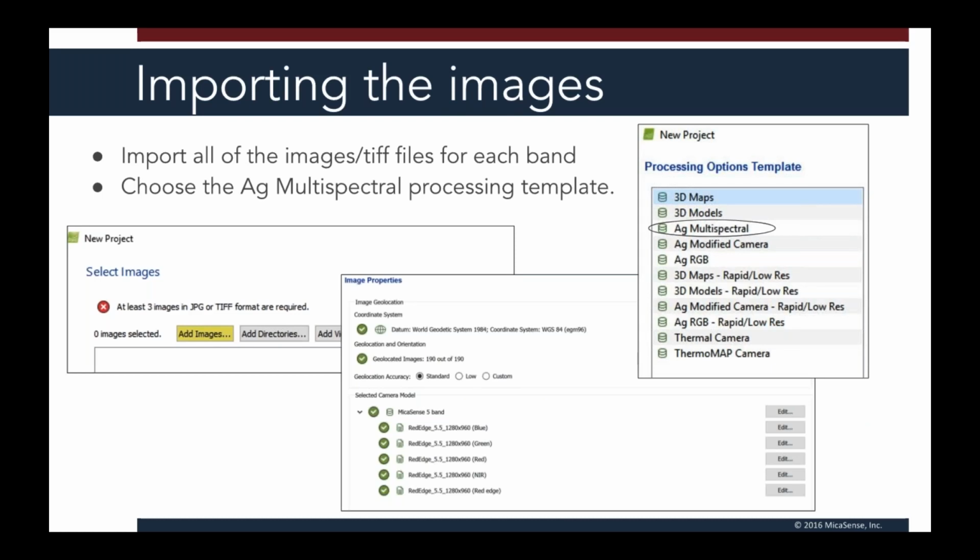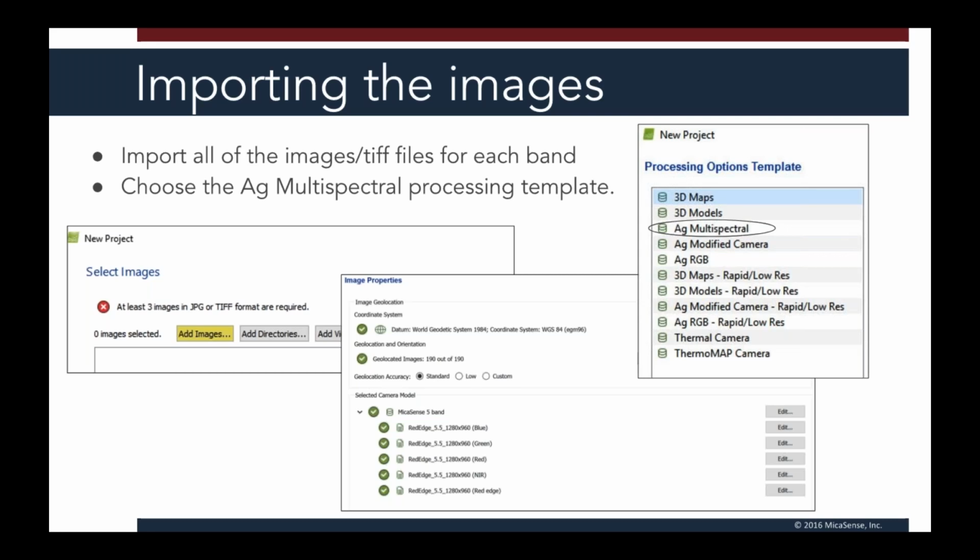Next step will be importing the images. So after creating the name for your project and hitting next, it'll prompt you here with this new pop-up to select images. And you'll add the TIFF images, the TIFF files for each band. So once you've selected those, added them, it'll show you the total number of images selected and the file names for each.